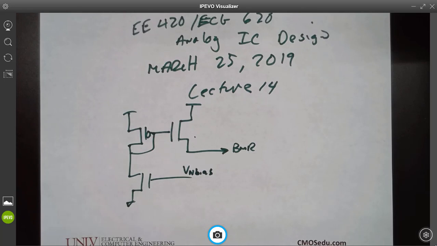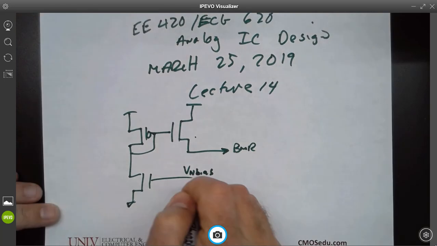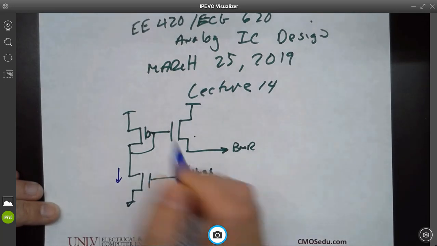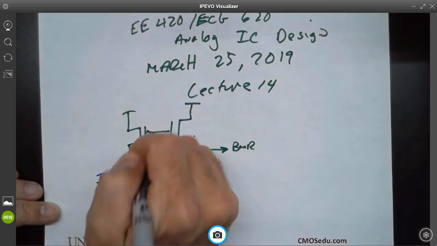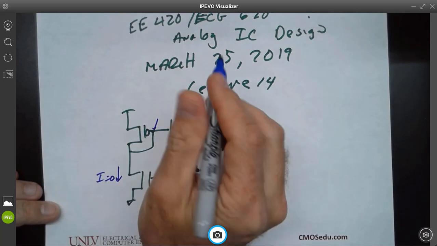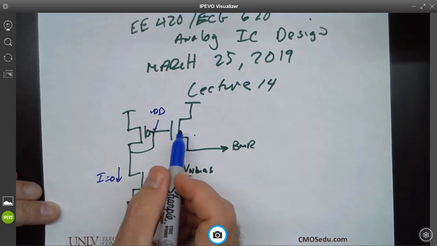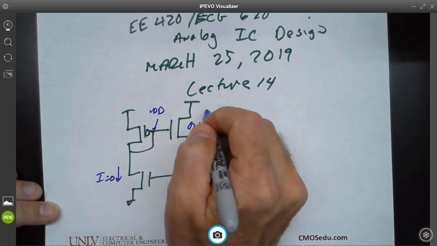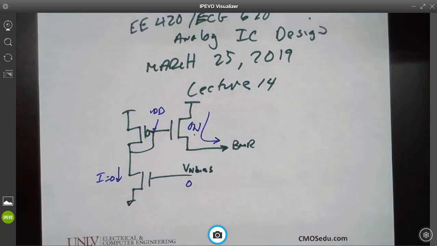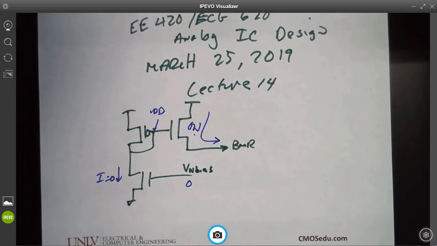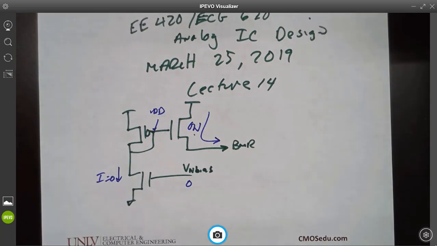So what's V bias? Do I have to draw the beta multiplier? What's V bias when it's not started up? 0. So how much current flows here? 0. And then what's this voltage? VDD. And what happens to this transistor? On. And it leaks the current until this starts up, right? Everybody follow that? And then what happens next?